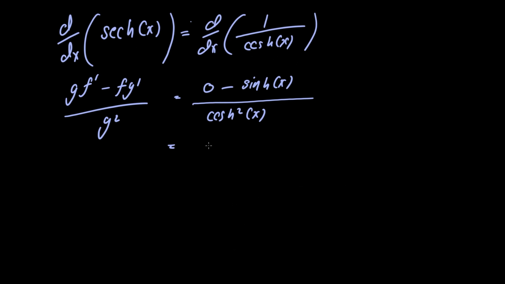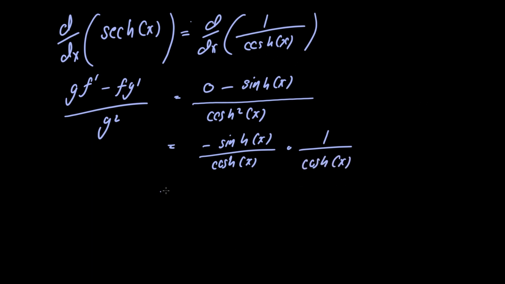And we can rewrite this as minus hyperbolic sine of x over hyperbolic cosine of x multiplied by 1 over hyperbolic cosine of x. And this is equal to minus hyperbolic tangent of x multiplied by hyperbolic secant of x. And that's the final answer to this problem.